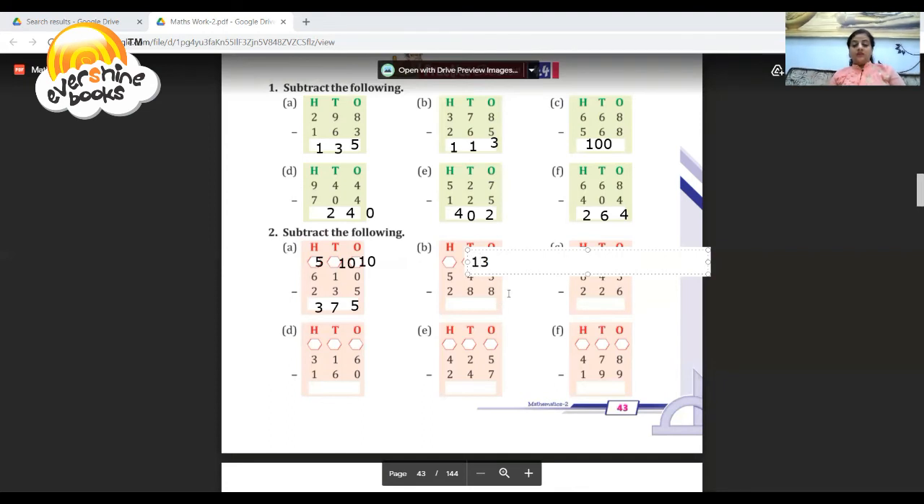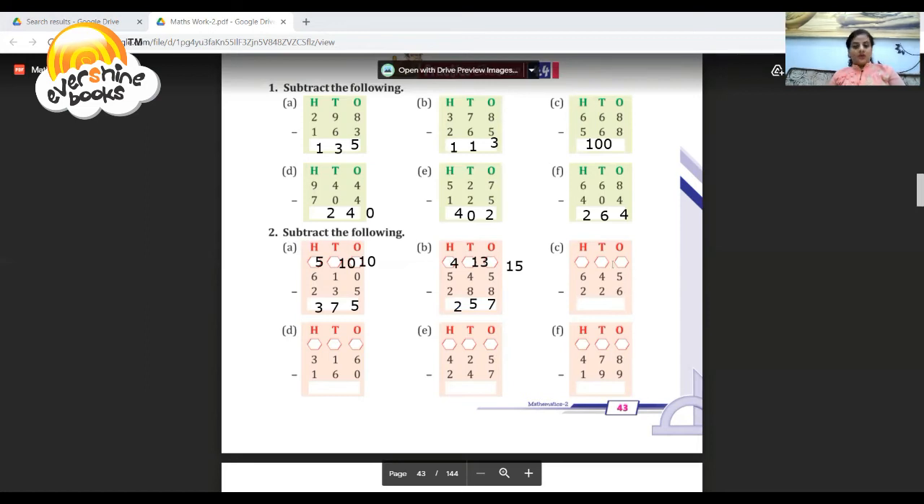Why? Because the subtrahend is bigger than the minuend. And it will become 15. 1, 5, 15. And here it will be 4 only. So 15 minus 8 is 7. 13 minus 8 is 5. And 4 minus 2 is 2. So the answer will be 257.